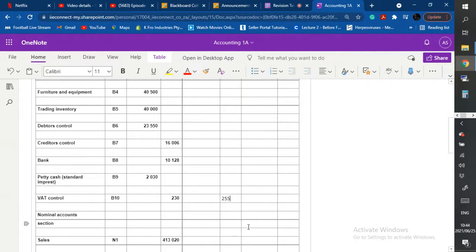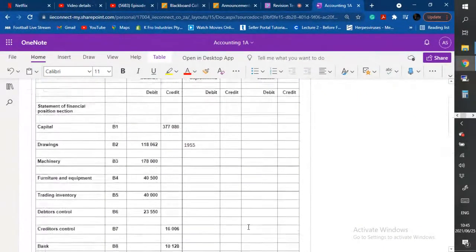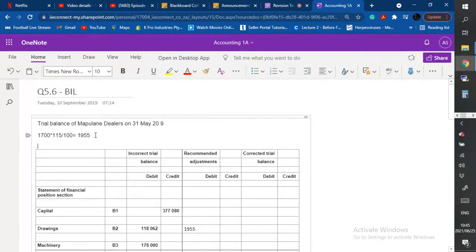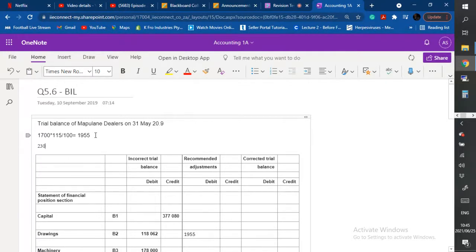It says refreshments were bought for 230 from petty cash, but input VAT was erroneously claimed on the purchase. The transaction was also recorded in the cash payments journal instead of the petty cash journal. So the problem here is refreshments, which we know are non-allowable because they're for staff. So what we need to do is remove that input VAT. To remove it, we need to calculate the VAT portion: 230 times 15, divided by 115. You should get 30 Rand over there.